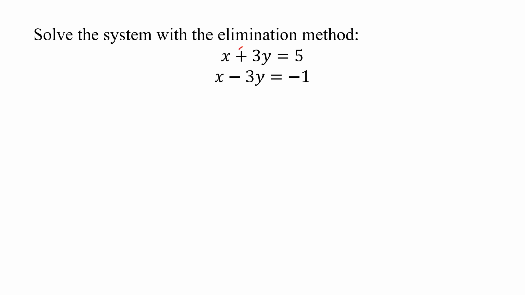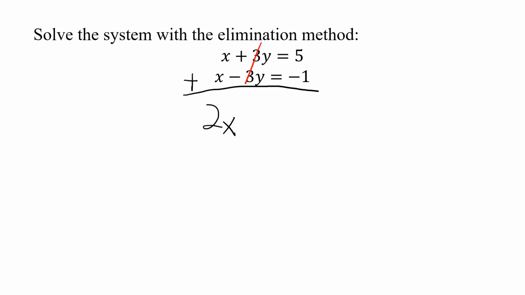You have a positive 3y and a negative 3y. Because they're the same size, they're a size of 3y, but they have opposite signs, they qualify as opposites of one another. When you're at this point, you can go ahead and add those two equations together. And what we get is x plus x is 2x. 3y plus a negative 3y, or 3y minus 3y, cancel out.